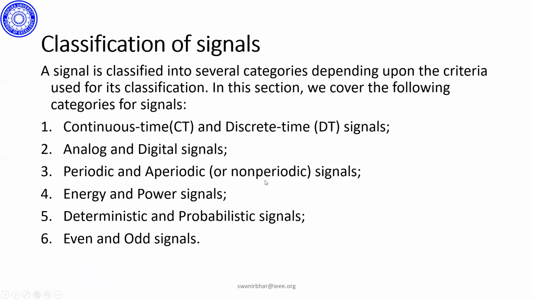Now, signals may be classified into different types. The signals may be continuous time or discrete time. The signals may be analog or digital signals. The signals may be periodic or aperiodic, or you can say non-periodic signal. Based on other properties, the signals are energy signal, power signal, deterministic and probabilistic signal, or you can say random signal, even and odd signal. One by one I will be discussing this classification of signals. First, going to continuous time and discrete time.